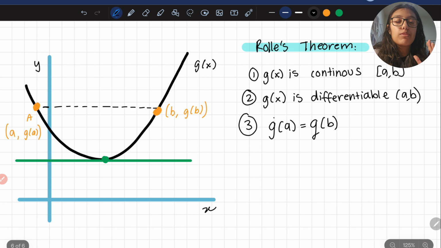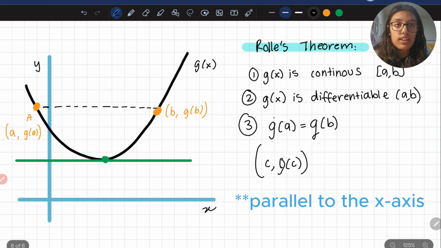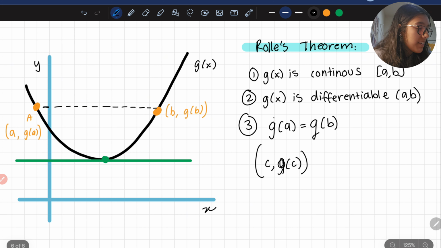Now, what does Rolle's theorem actually state? Well, if all these three conditions are met, then there exists at least one point, let's say that point is c, comma, g of c, lying between a and b, where its tangent is parallel to the x-axis. Now let me rephrase that. We have our domain a to b, and Rolle's theorem says that there must exist a c between a and b such that if you draw a tangent at x equals c, the slope of that tangent is going to be 0. Hence, it's parallel to the x-axis.